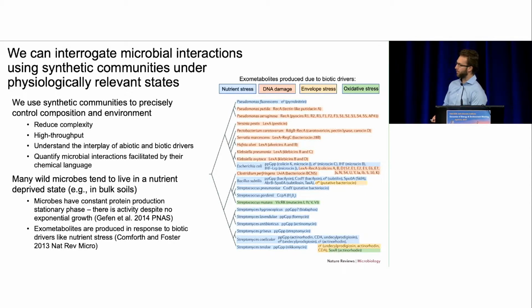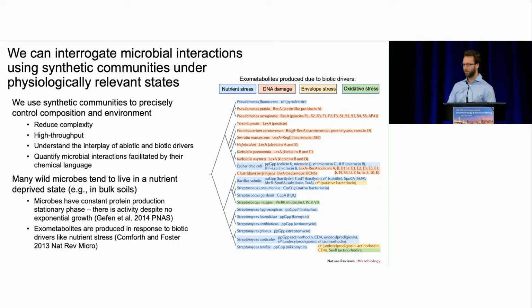Another aspect about this is that many wild microbes, at least speaking for bulk soils, do live in a nutrient-deprived state. So using this synthetic community, we can try to study these microbes in a physiologically relevant state. The best way we can mimic this state is to study these microbial communities in stationary phase. And even though in stationary phase there is no growth, we know that there's constant protein production and activity as well. Another aspect is that exometabolite production is linked to nutrient stress or stationary phase, as seen here.